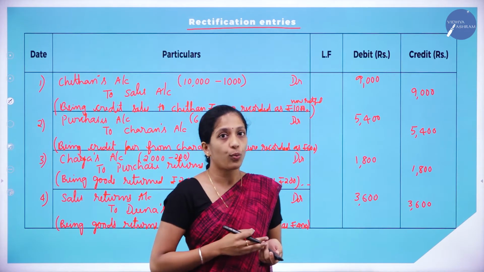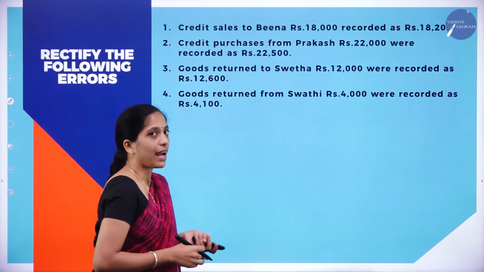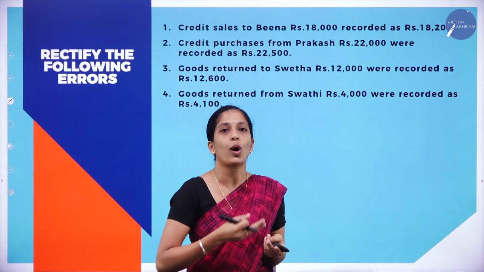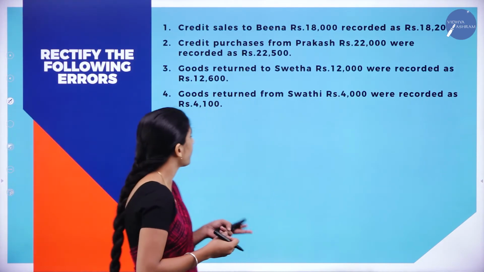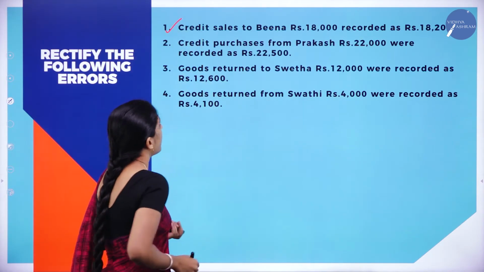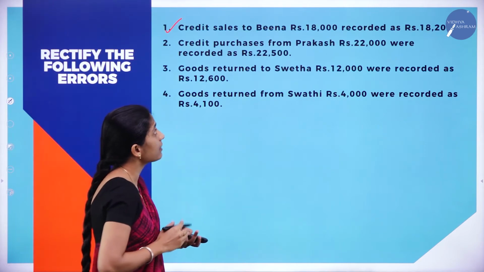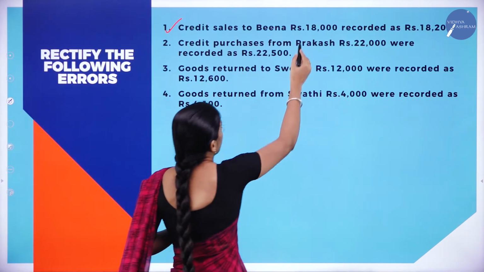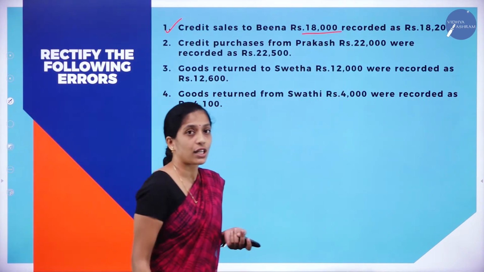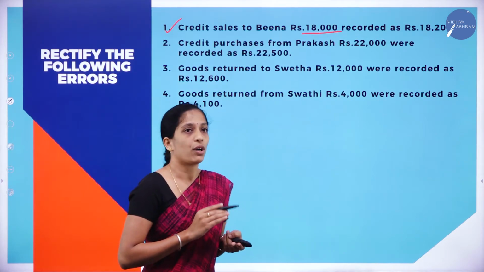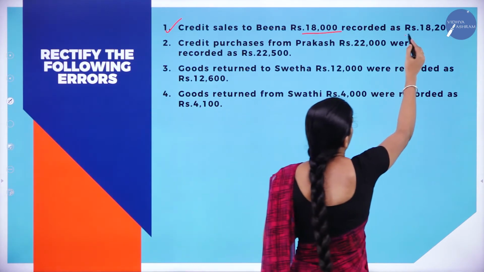Now we shall move on to one more problem. So they have given 4 transactions and they have made some mistake. We shall see what type of mistakes they have made. Rectify the following errors. So the first transaction is credit sales to Bina rupees 18,000 were recorded as 18,200. So they should have recorded 18,000, but what they have done? They have recorded more than the amount, that is 18,200.